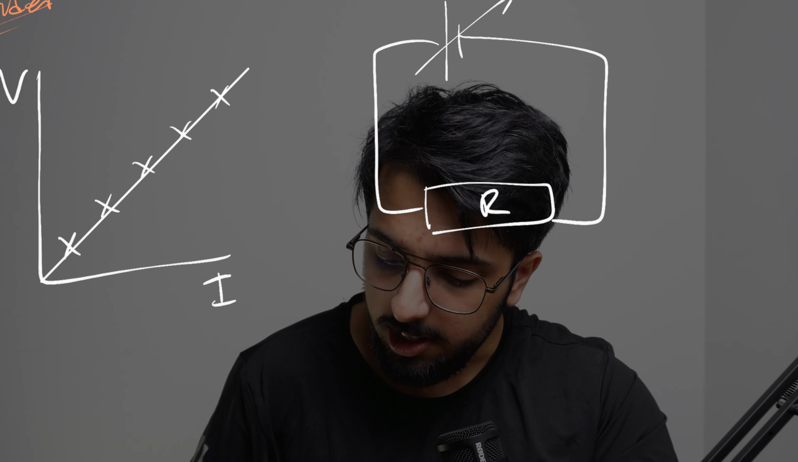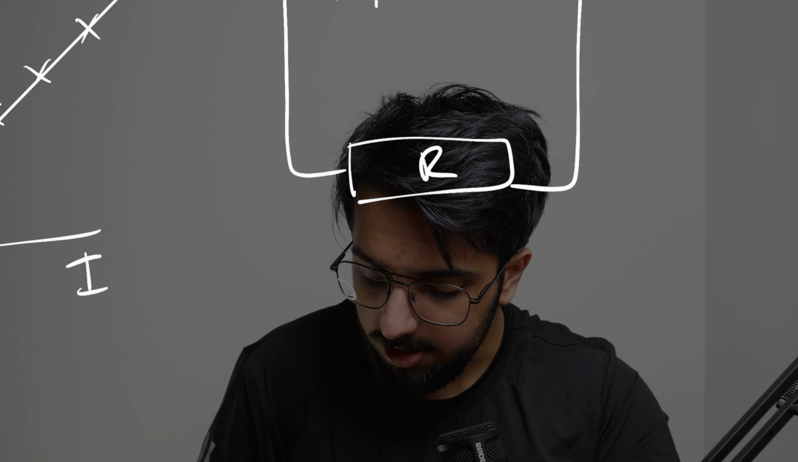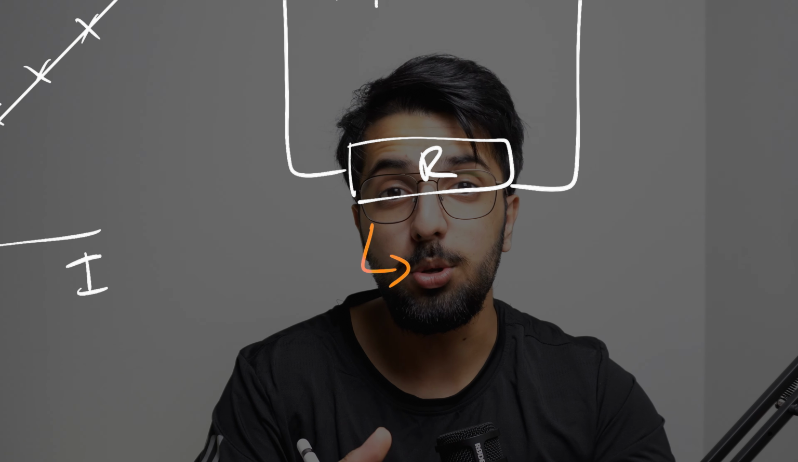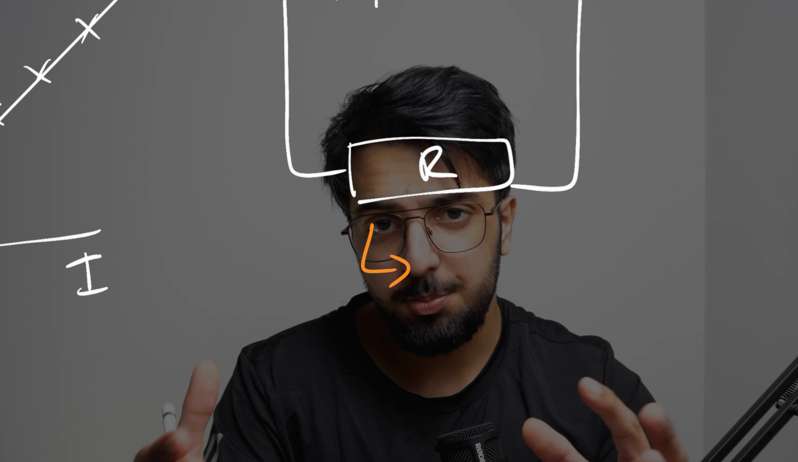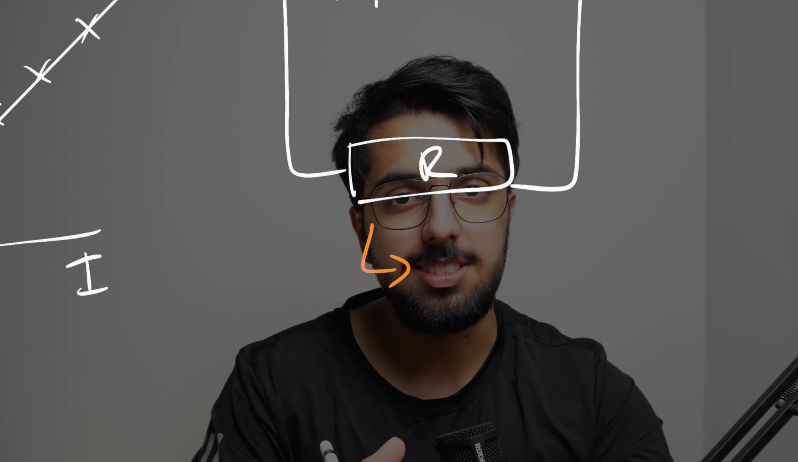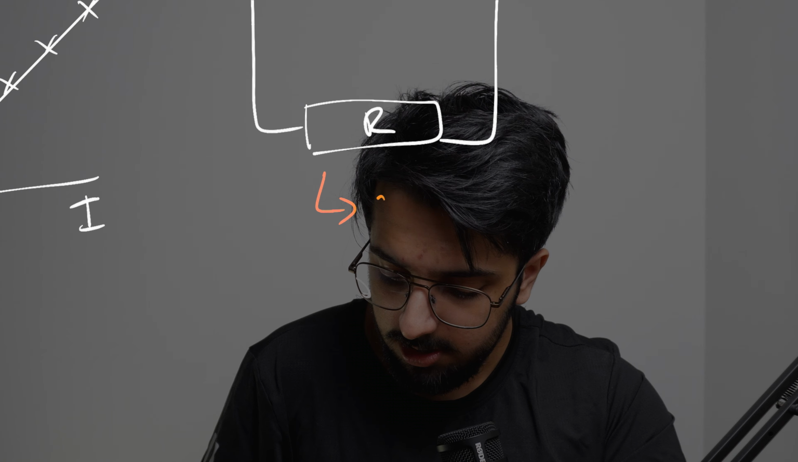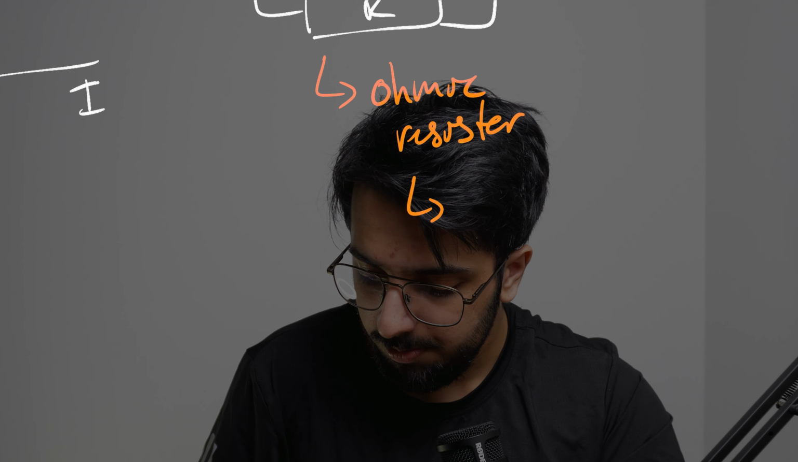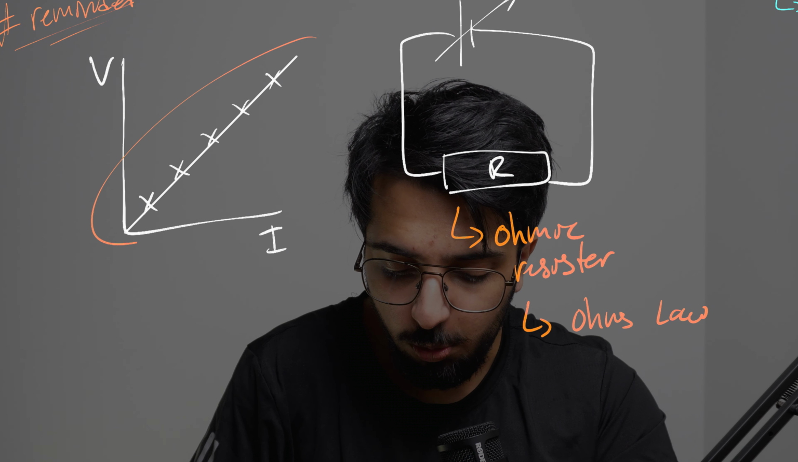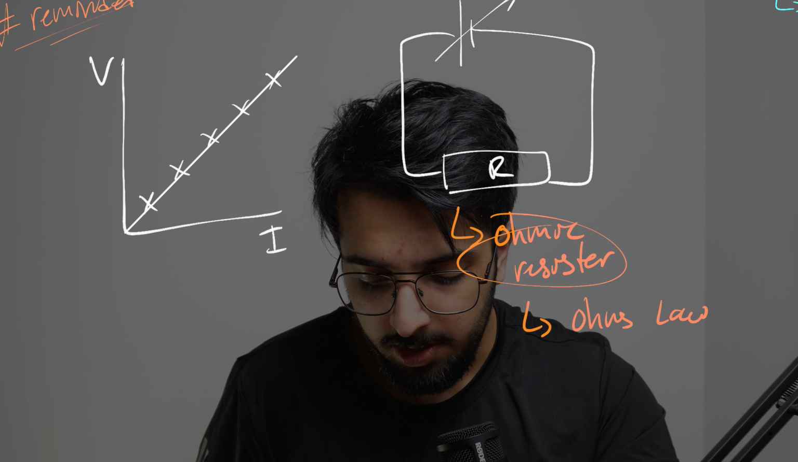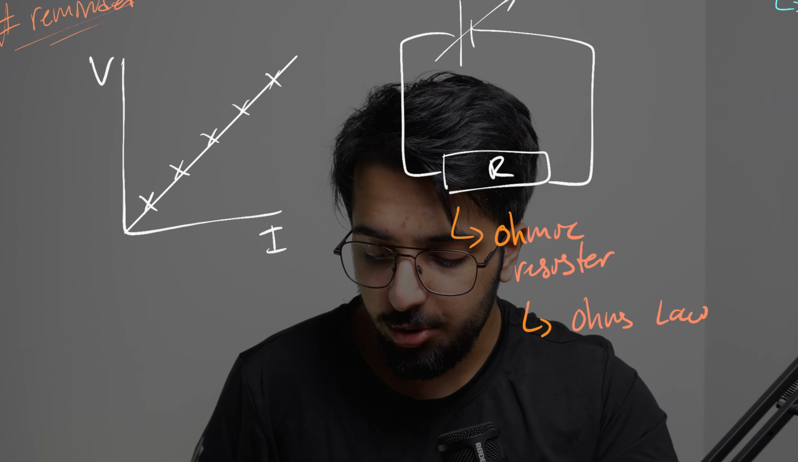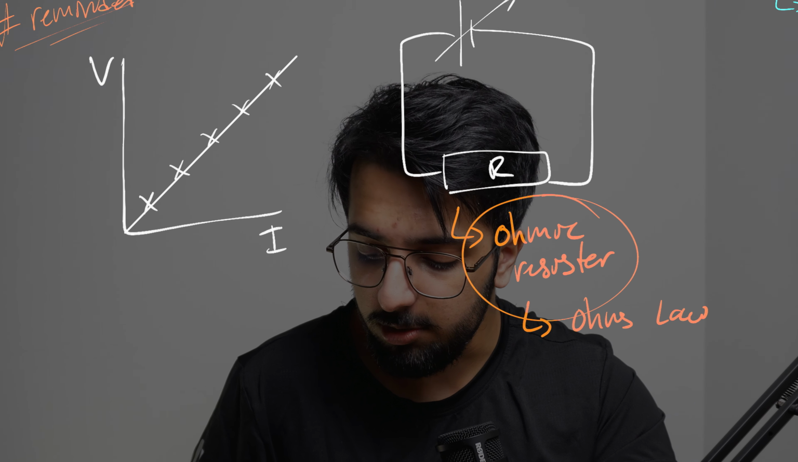Assuming that this is an ohmic resistor, and what I mean by an ohmic resistor is a resistor that follows Ohm's law. That's pretty much every resistor that you've looked at in NCEA, so that's all good. This relationship only holds true if this is an ohmic resistor. If it wasn't, then this line would not be straight. So we have a straight line because we have assumed that this is an ohmic resistor.